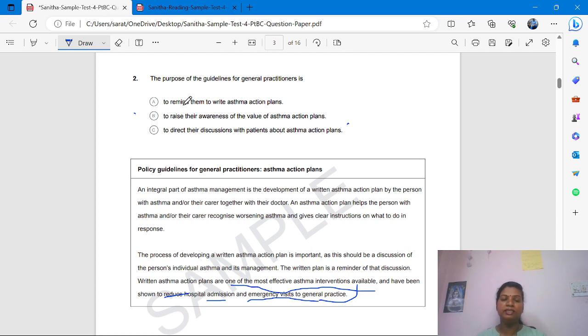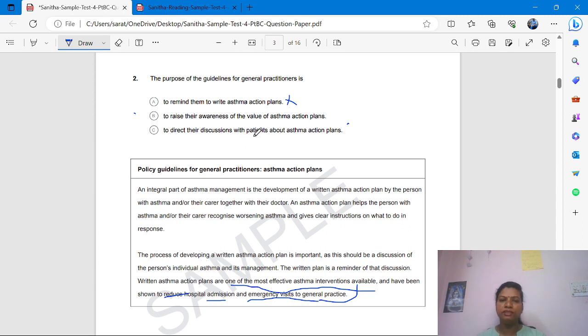Is it reminding the nurse practitioner? No, not reminding, just giving some instruction to write the asthma action plan, and the process will help the patient to take action if there is any worsening. Additionally, it will reduce hospital admissions and emergency visits in general practice. Third one, to direct their discussion with patient about asthma.